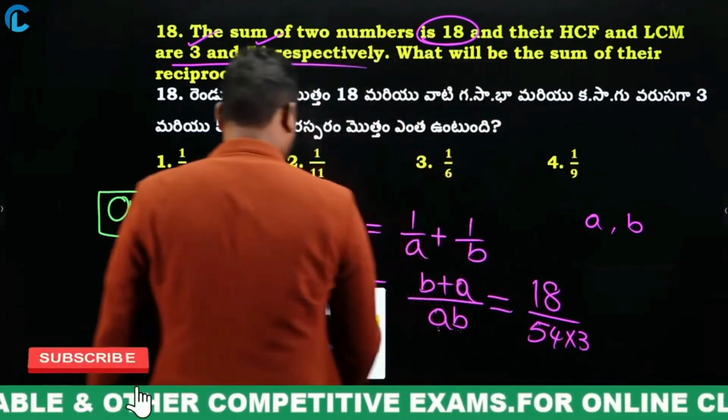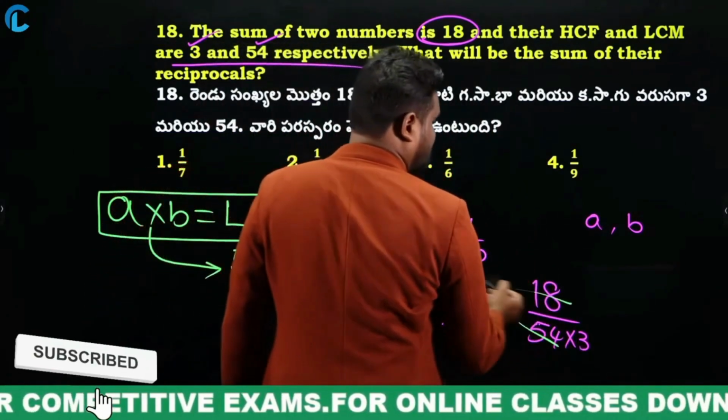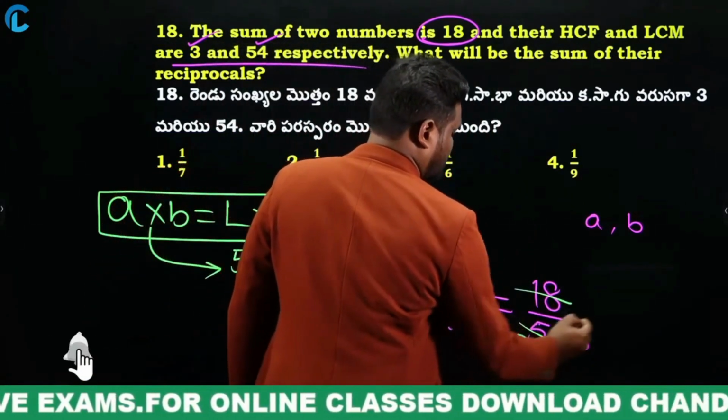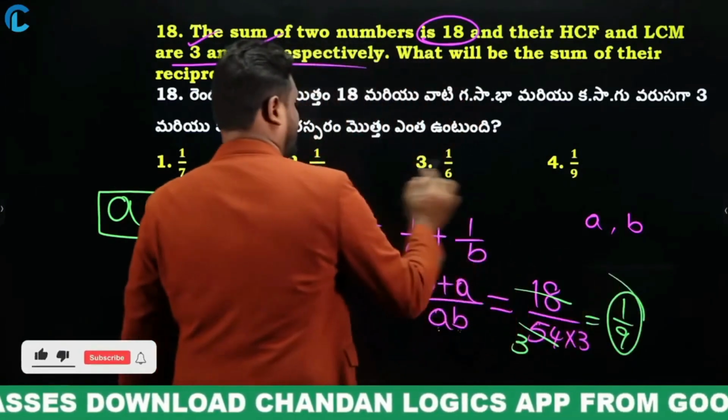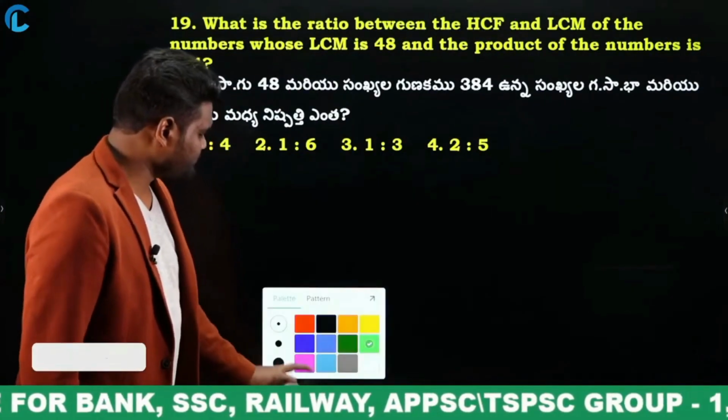Now just to simplify this one, 54 cancels in 18 how many times? 3 times. So 1 by 9 is going to be our answer. 1 by 9.